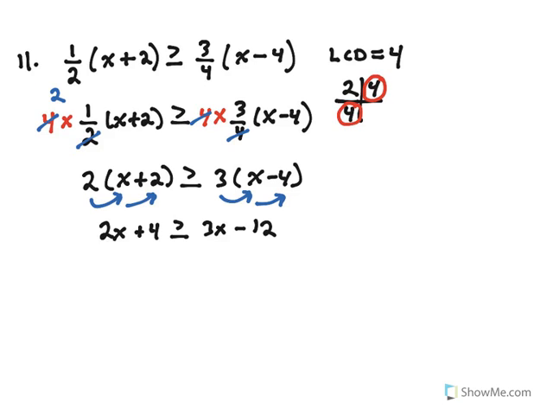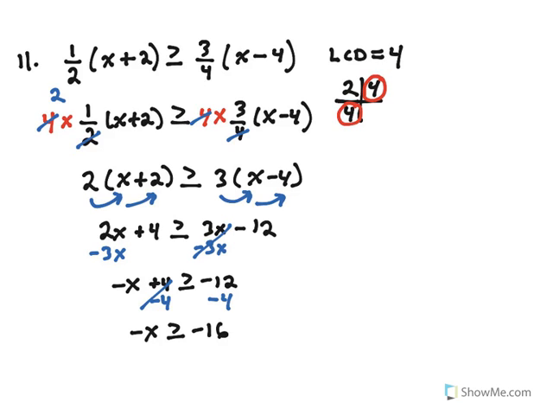Okay, so for simplicity reasons, I'm just going to subtract 3x here. And that way I'm just left with 2x minus 3x is minus x. Plus 4 is greater than or equal to minus 12. And then now I'm going to move the 4 over to the right side by subtracting it. Always do its opposite. So then you have negative x greater than or equal to negative 16.